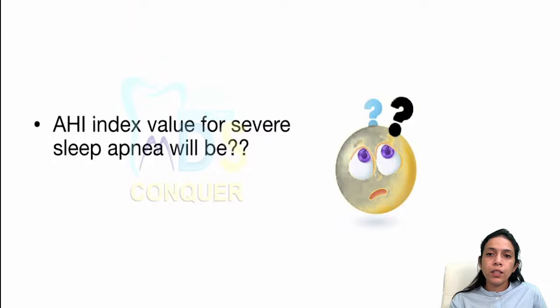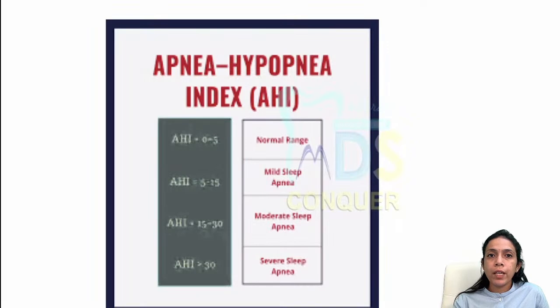Can anyone tell me the AHI index that is given for sleep apnea? For severe sleep apnea, what will be the value? So that is the apnea hypopnea index. For severe cases, it is greater than 30. Very good, students. For severe cases, it is greater than 30.